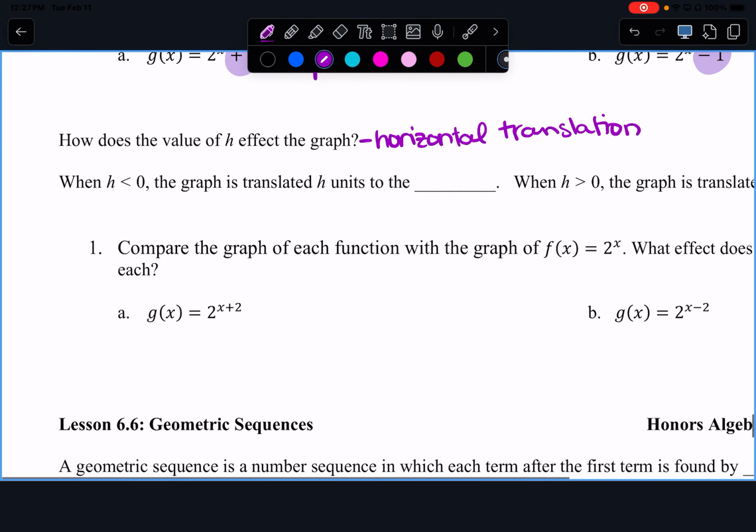And so the first little thing it says is when h is less than 0. Does that mean h is positive or negative? So when h is negative, we have f of x is equal to 2 to the x minus h. Which way did we say that was going to move our graph? To the right or to the left? Right. To the right.